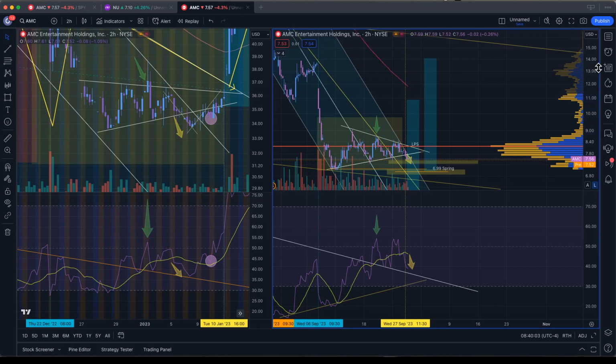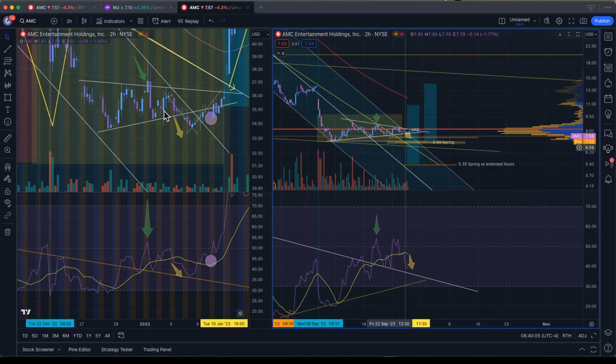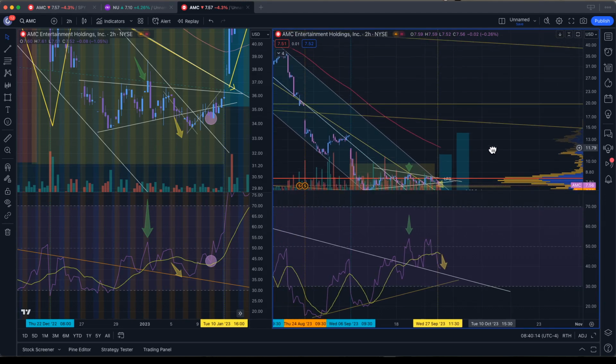I'm not super confident that we're just going to take off and go. I think it's going to be one of those things where we walk up, and if we then find support in this area, we might get that next push up, and then you're just kind of going to go level to level.